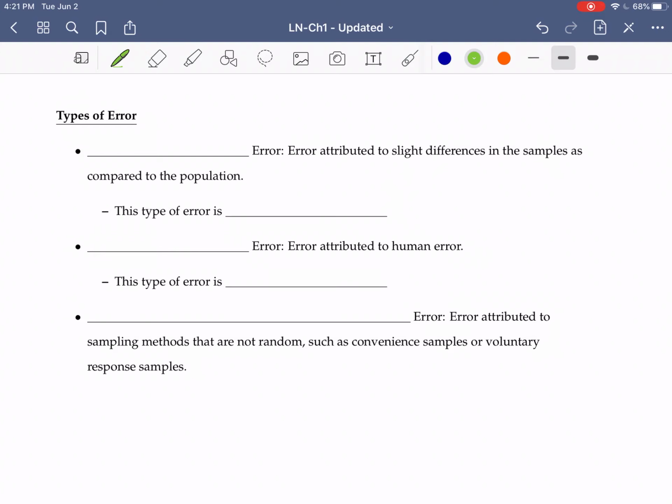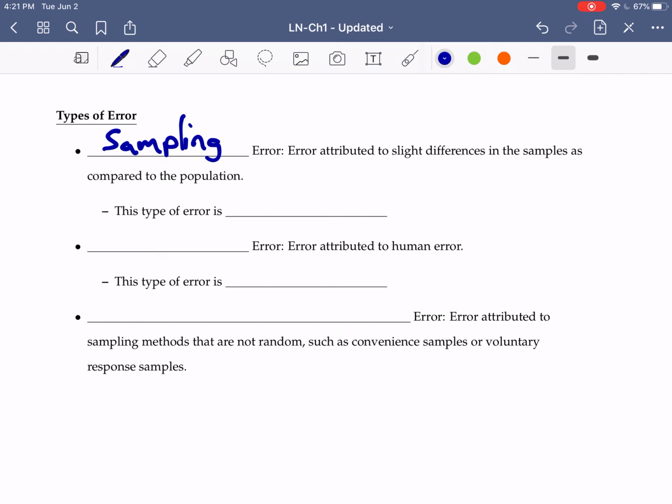In this video, we are going to talk about 3 different types of error that we might obtain. And so when we look at our 3 different types of error, the first type of error that we might obtain is called sampling error. And sampling error is simply error that we would attribute to differences in samples as compared to the population.